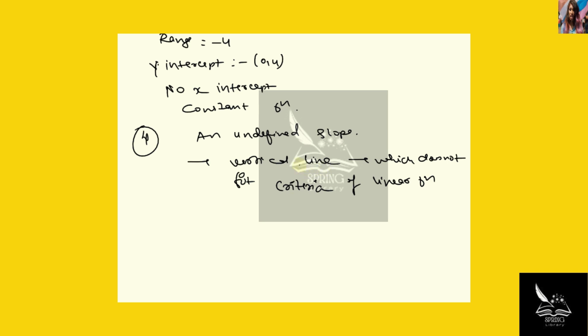Here we can see that a vertical line passes through multiple points with the same x coordinate, which means one value of x is related to multiple y values, violating the definition of a function. So there is no such function. So this is our required solution.